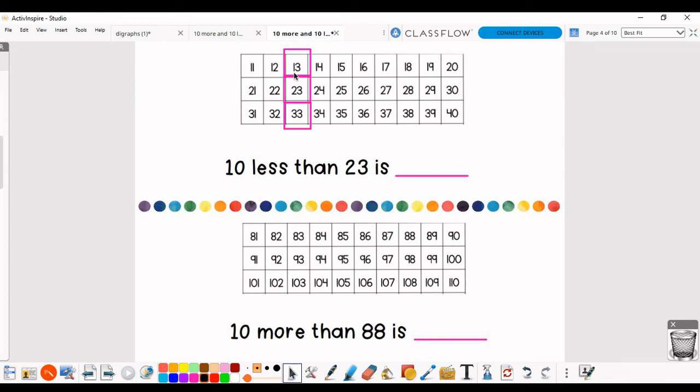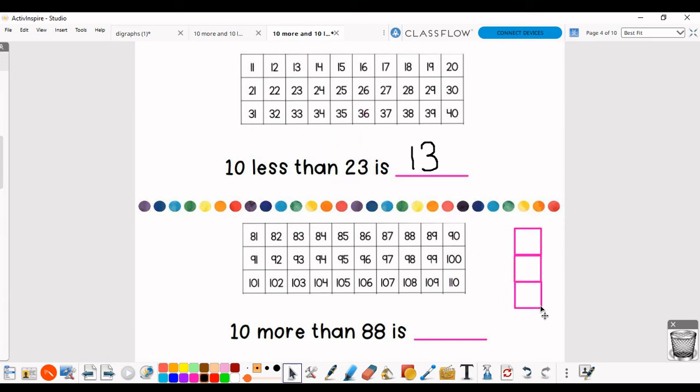So what number is 10 less than 23? That's right, 13. 13 is 10 less than 23. Let's answer our next question.